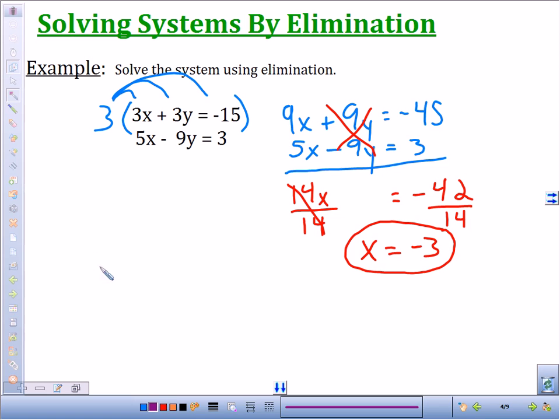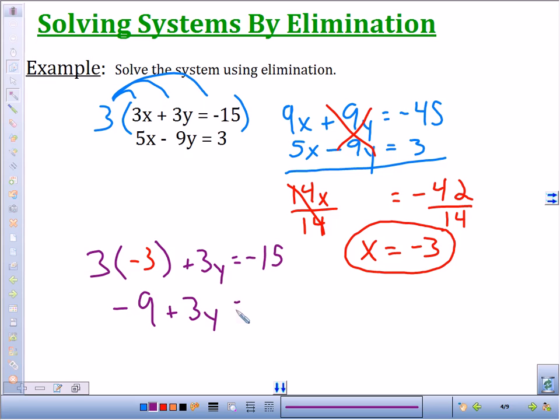So I plug it back in, I get 3 times negative 3 plus 3y equals negative 15. Multiplying 3 times negative 3 gives me negative 9 plus 3y equals negative 15. I have to solve this equation, so I'll add 9 to both sides like I usually do. I get 3y equals negative 15 plus 9, which is negative 6.